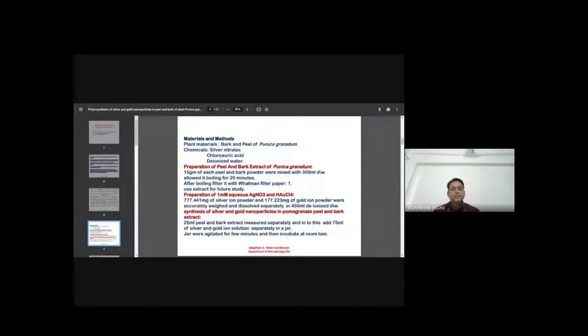The first step is the preparation of peel and bark extract of Punica granatum. 15 grams of each peel and bark powder were mixed with 300 ml distilled water and allowed to boil for 20 minutes. After boiling, filter it with Whatman filter paper number 1. Use the extract for future study. Preparation of 1 millimolar aqueous silver nitrate and chloroauric acid, that is gold particles.